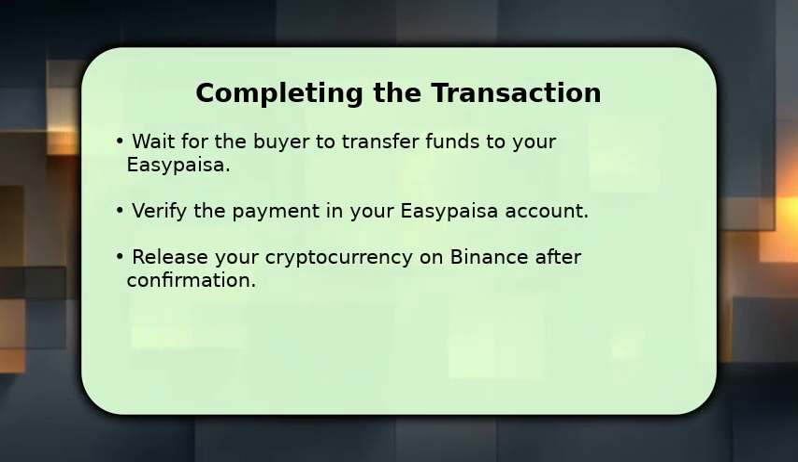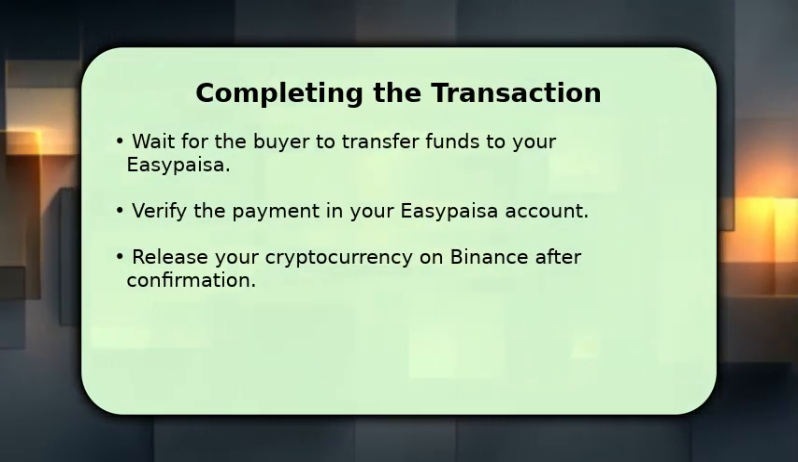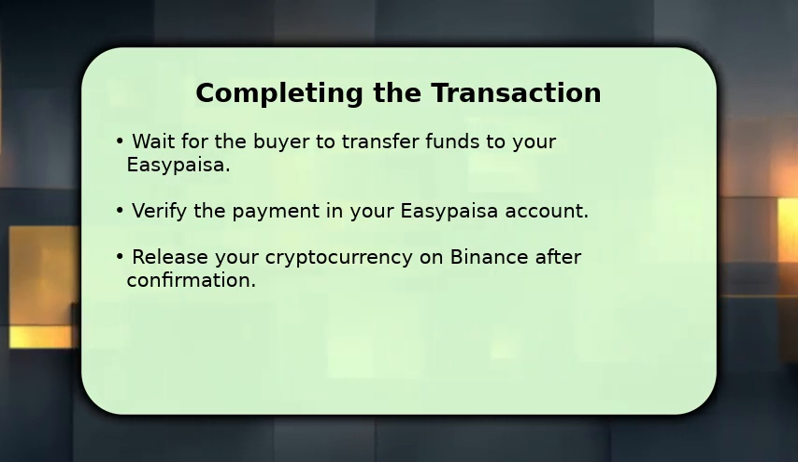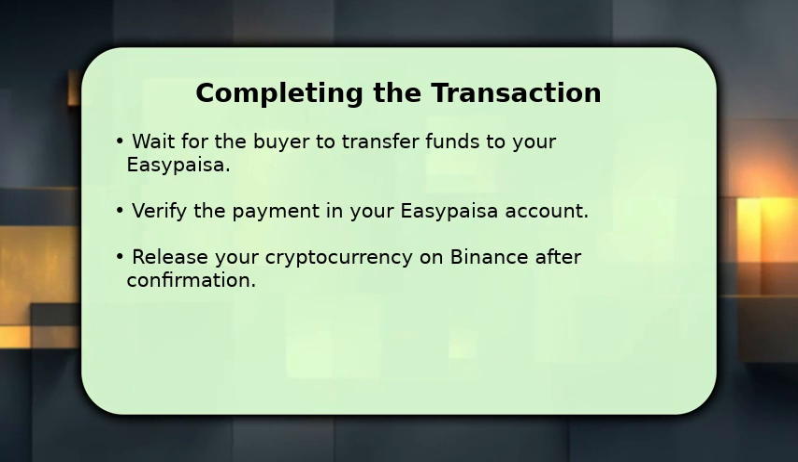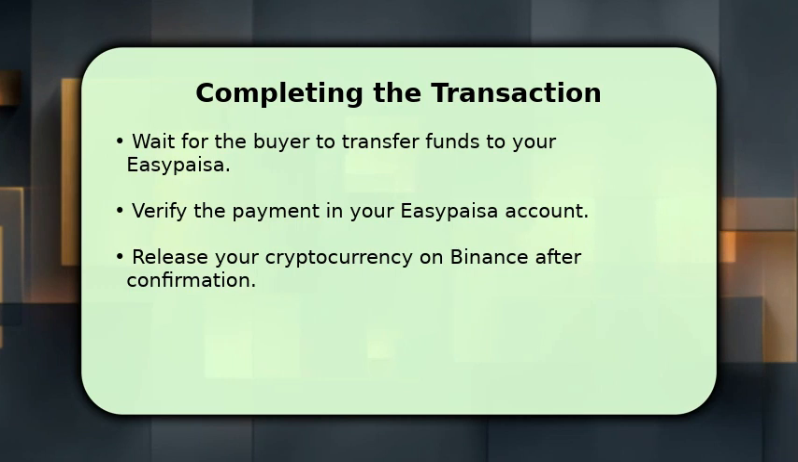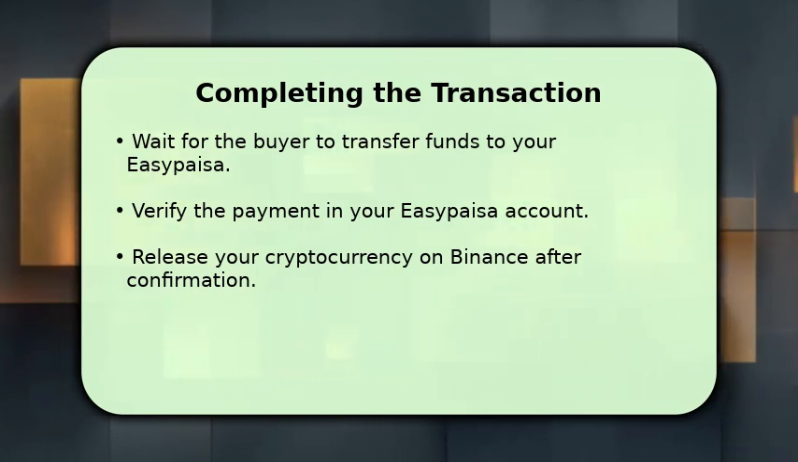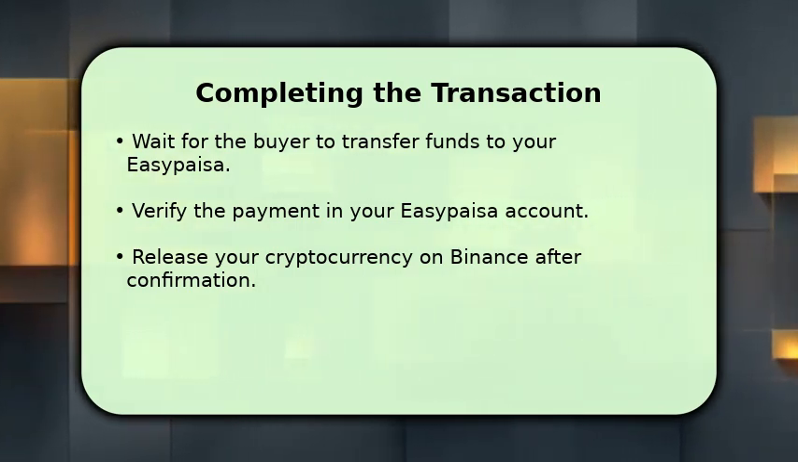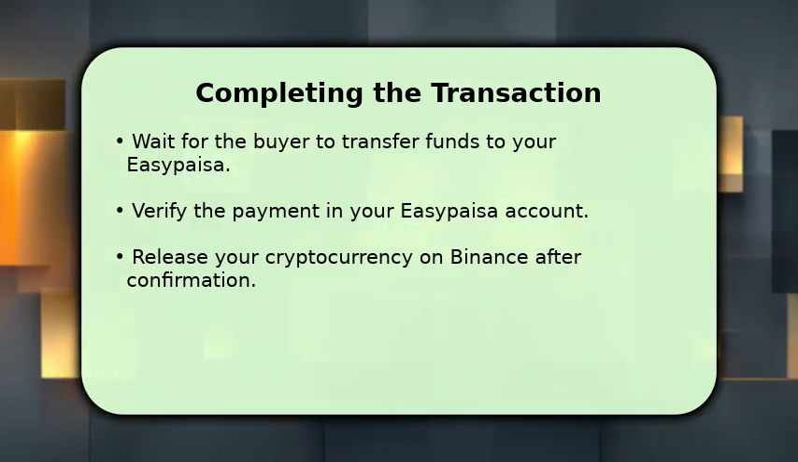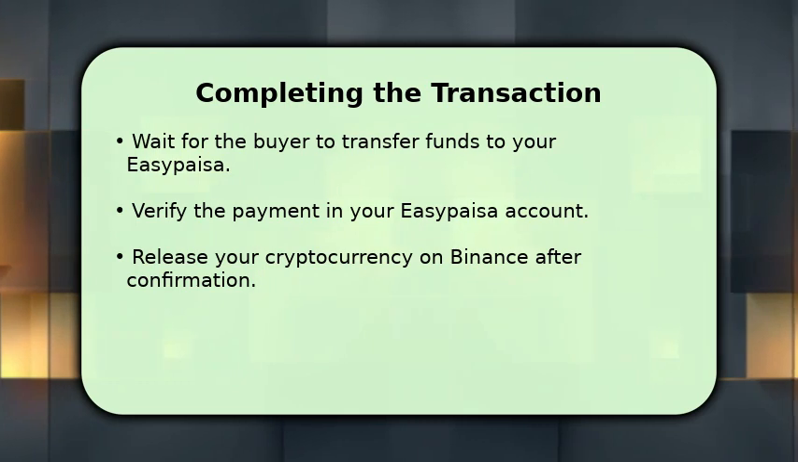Once your order is placed, a buyer will be matched with you. Patiently wait for them to transfer the agreed-upon funds directly into your EasyPaisa account. It is absolutely crucial to verify that you have received the full payment in your EasyPaisa application before taking any further action. Only after confirming receipt should you then release your cryptocurrency to the buyer on Binance.